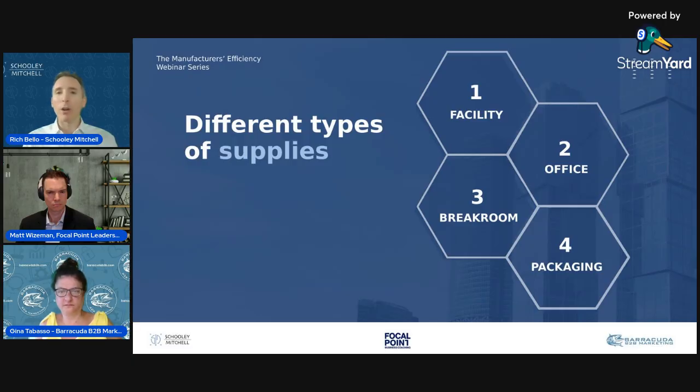And then 4, even more specifically, packaging supplies. So that's everything that will come into play when you're shipping a product or shipping anything really. So it's your boxes, it's your packing materials, it's your tape, it's your labels, everything that you'd need to get a shipment sent out to wherever it needs to go.